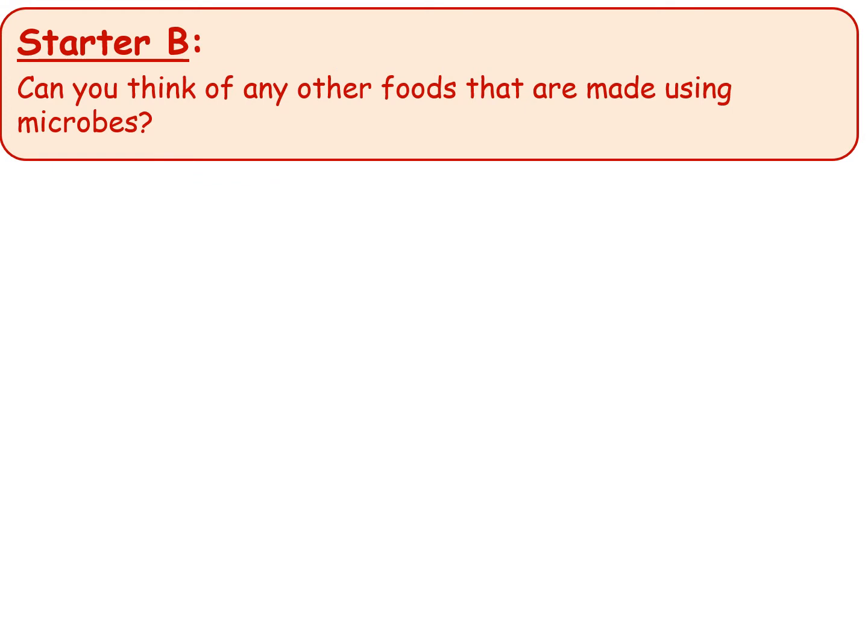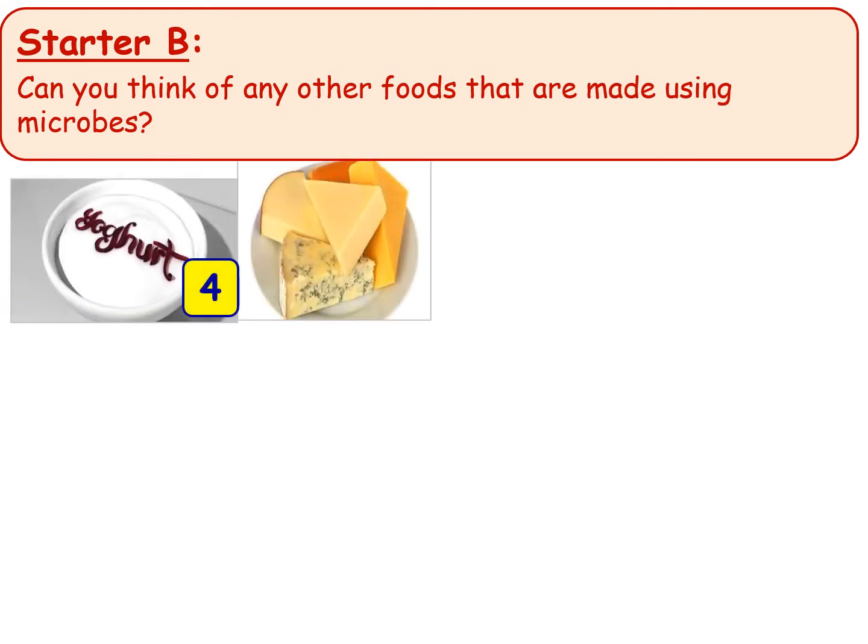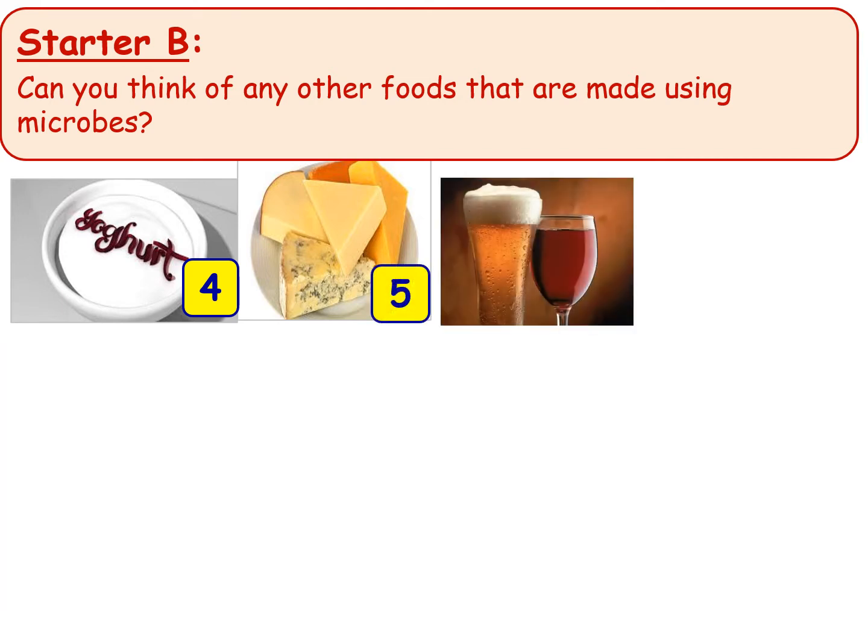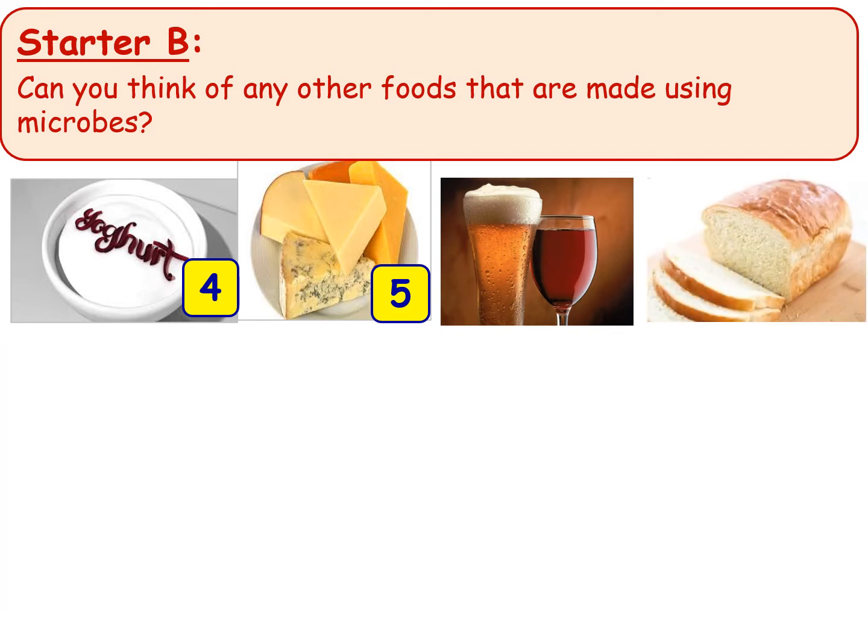Okay, what about other foods that are made using microbes? We already know that yogurt and cheese are made using microbes. Some of the other ones that you might have thought about are alcoholic drinks. Wine and beer are made by yeast fermenting the fruits, or cereal in the case of beer. Bread might be a common one, and you may have even made bread. Hopefully you'll remember that you used yeast to make the bread, and the yeast respires, it ferments and produces bubbles, and that's why bread has that bubbly texture.